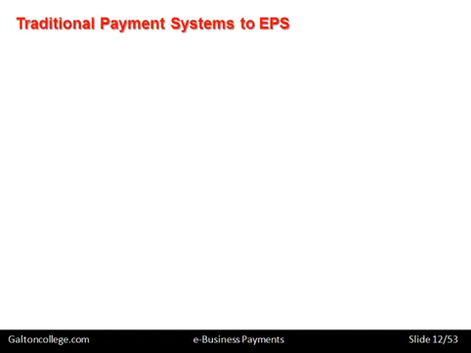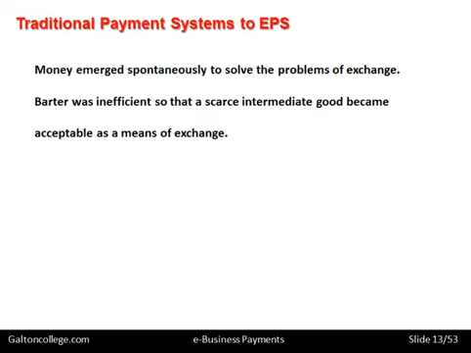Now, looking at traditional payment systems compared to EPS, well, money emerged spontaneously. Nobody planned money. Money just emerged. Before money, there was barter. Barter was inefficient. Barter meant trying to exchange one good for another. Barter involved something called double coincidence. Someone had an item that they wanted to trade. They had to find someone who wanted that particular item. But not only that, the person who wanted the item must be offering a product that that person wanted. So both people must want each other's products.